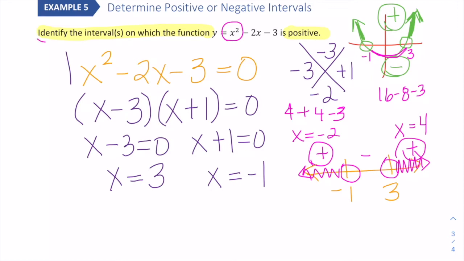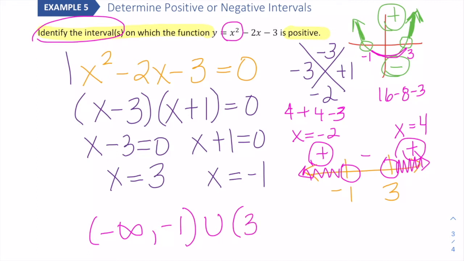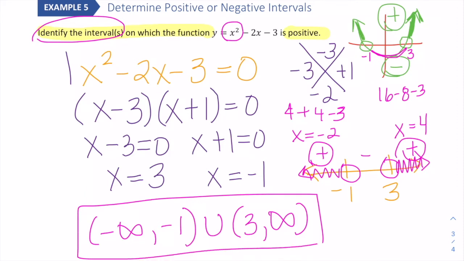Now we're going to say the intervals. So that's going to be from -infinity to -1. And since we have two intervals, we're going to show that with a union. And the second interval is from 3 to infinity. Remember, we do not include the zeros. We're not using brackets because it's asking when is it positive.